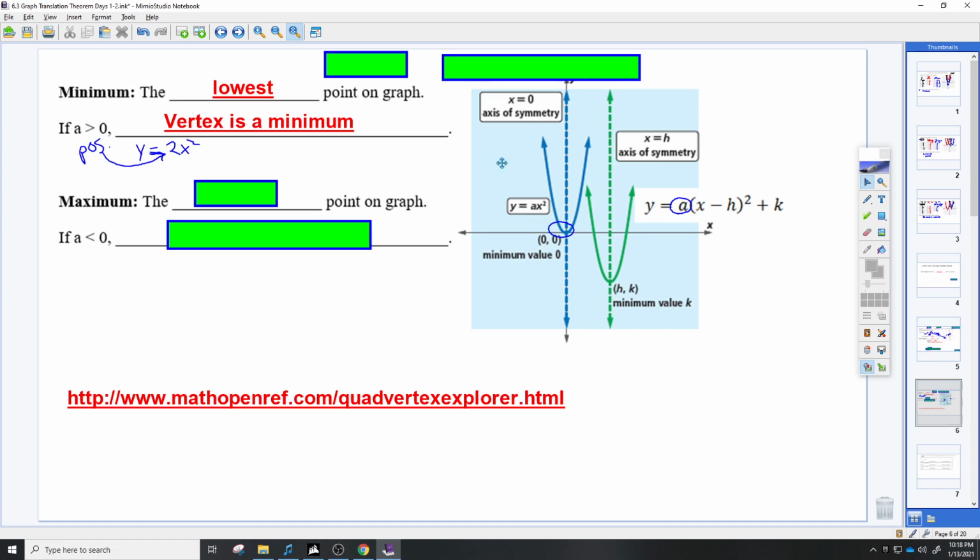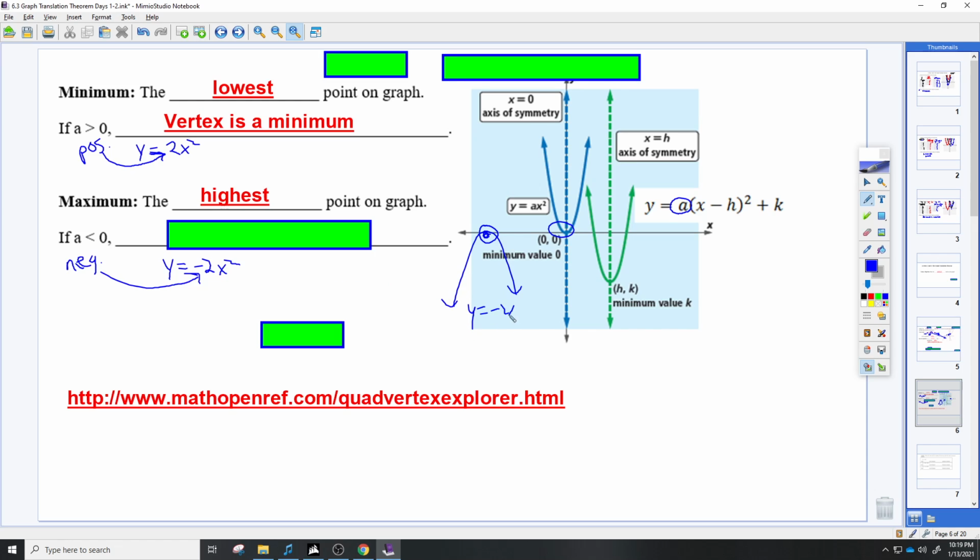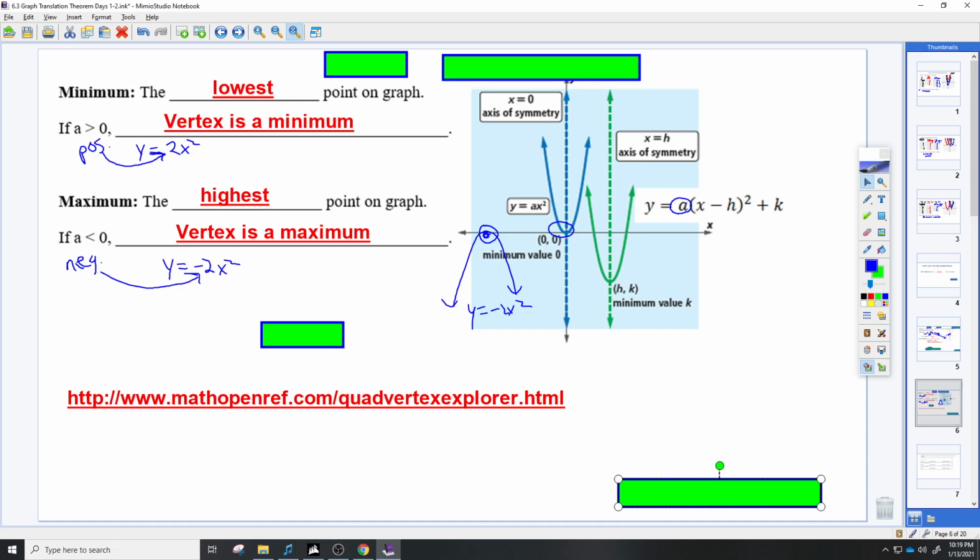Now, on the other hand, how do you get a maximum? That is the highest point on the graph, and that's only if a is less than 0. So if you get a negative number, like a graph of y equals negative 2x squared, that front number is negative, and that changes the shape to something like this. Very poor graph, but this now has a maximum point. That's the highest point it goes to. This would be the example of y equals negative 2x squared. So that's whenever the vertex is a maximum.